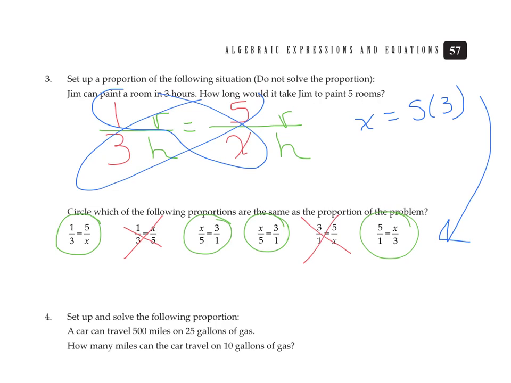So that's how you find all the identical proportions. You first write your proportion, the easy way that I showed you. You make an equation, and then you compare that equation to any other proportions, and they should make the same equation if they are a correct proportion.